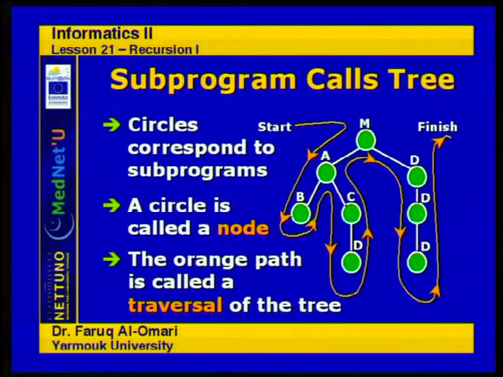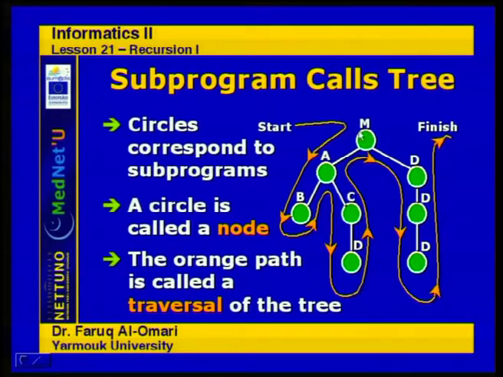Here is a typical tree for this particular function that we have talked about a second ago. According to this, these circles correspond to the different functions or subprograms we're calling. So circles correspond to subprograms. We refer to the circle by the name node, so we call these nodes in our tree. And then this orange path here shows the sequence of events and the way we traverse the tree from the beginning.